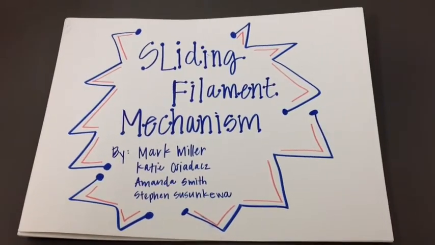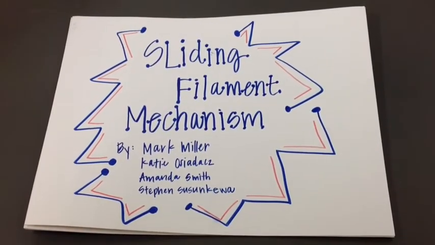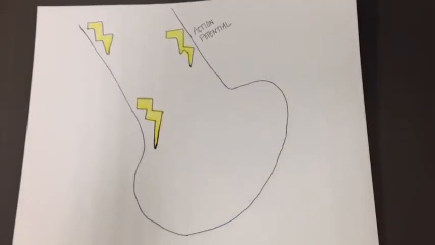Right, this is a sliding filament mechanism, and the project is done by Mark, Katie, Amanda, and Stefan. The action potentials arrive at the synaptic knob.